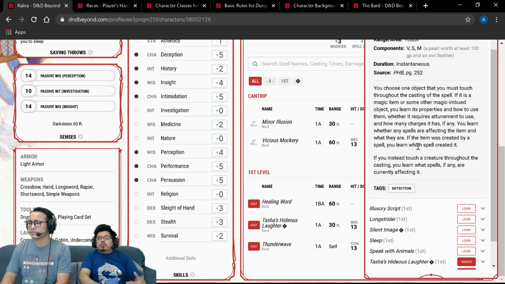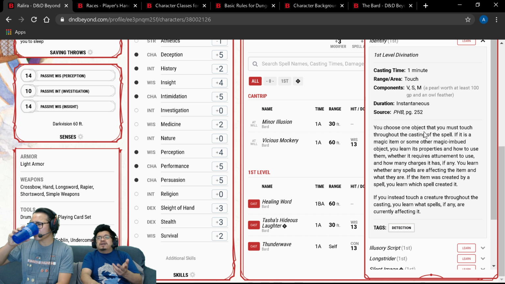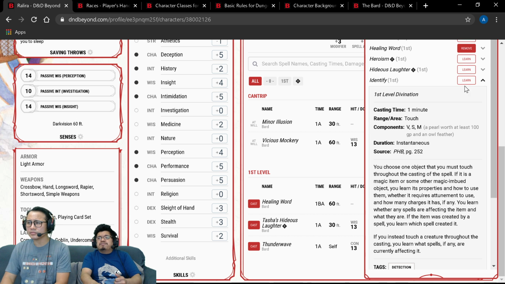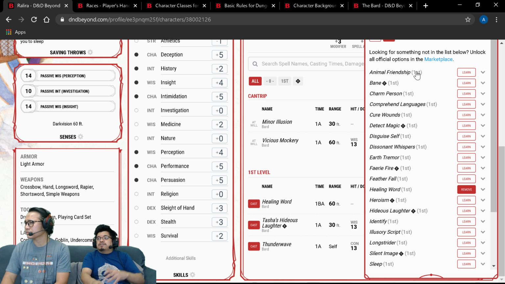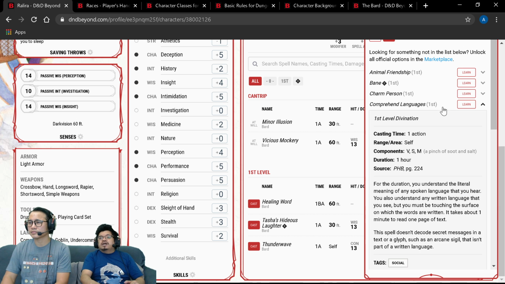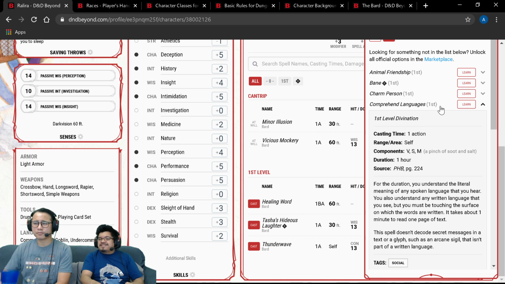Now, as the last spell, there's a lot of different things you could go for. If you like finding items and identifying them, Identify is good because you get to find out if something's cursed. Or let's say you wanted to go more along the talking to things, Animal Friendship, or Comprehend Languages, where you get to learn a language for an hour.